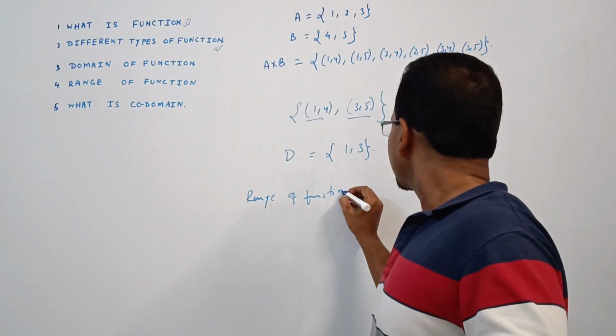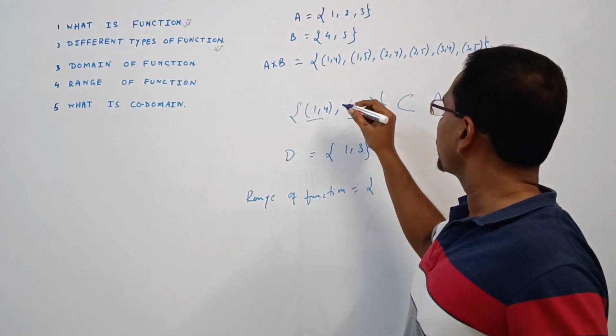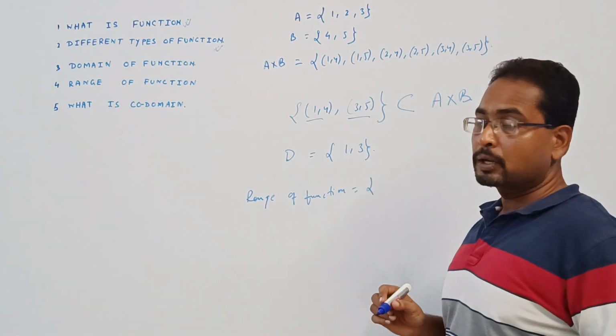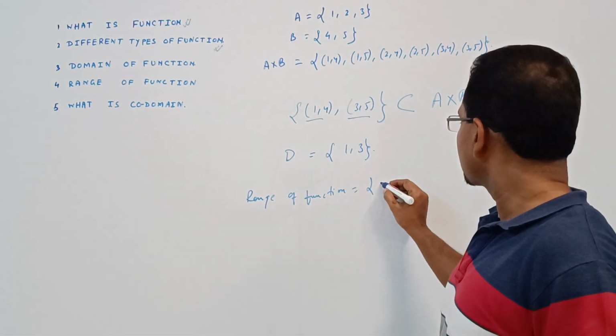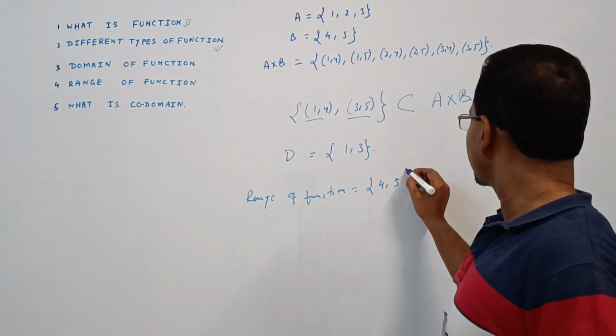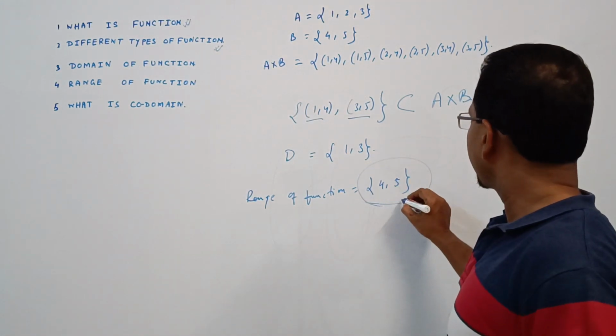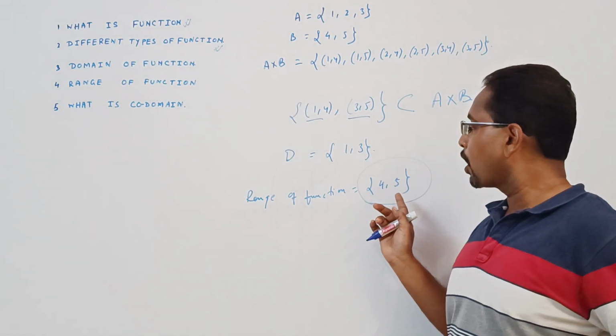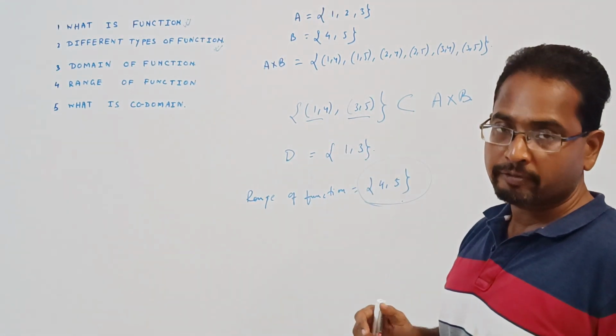So the range of this function will be, for every ordered pair, we are going to take the second number. The second numbers for the first ordered pair is 4 and the second one is 5. So the set which we get is {4, 5}. So {4, 5} is the range of this function.